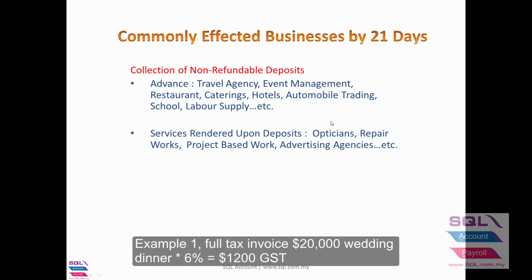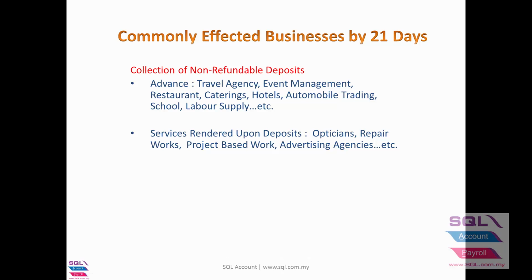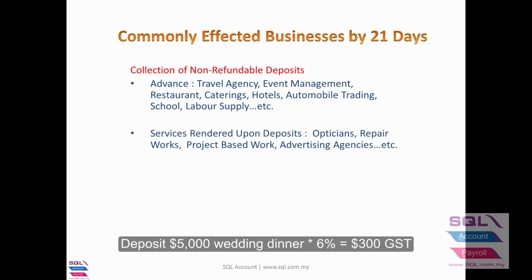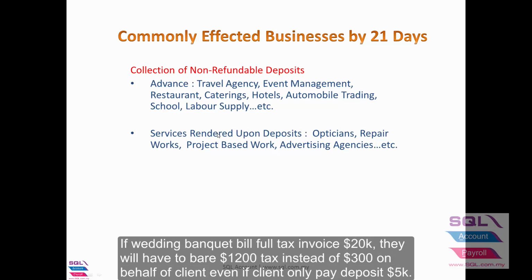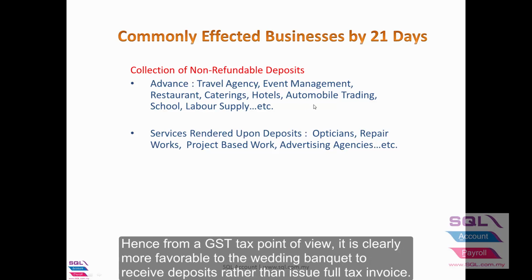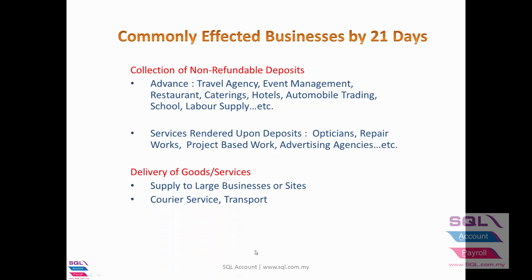Let's say a wedding dinner will be held next year, 13-14 months later, and will the restaurant generate an invoice today? No, they do not, because even if they do, the wedding couple will not pay for the full invoice and the restaurant will have to bear the full invoice tax. So they normally will collect just a smaller deposit, and in this case only calculate tax from the deposits. So no invoice is issued until much later, way after 21 days.